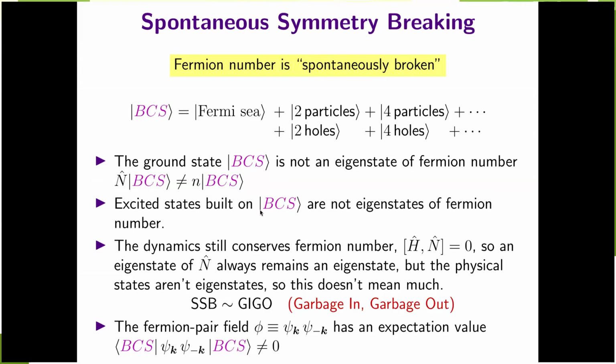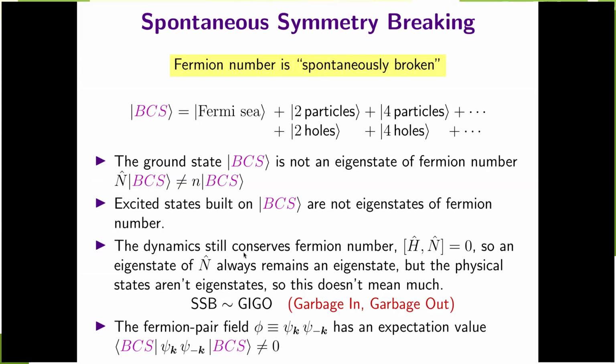And that means that when you construct your excited states, you build the spectrum, right? That's what you do. You start with the ground state, and then you hit it with operators to create the spectrum of the remaining states. Those states are built on this state. They're not going to be eigenstates of fermion number either, right? You build stuff on top of the vacuum that isn't an eigenstate of fermion number, so it's not going to be an eigenstate of fermion number.